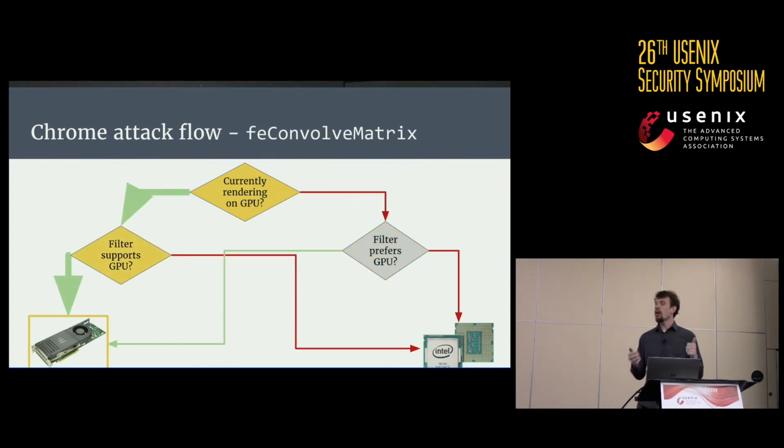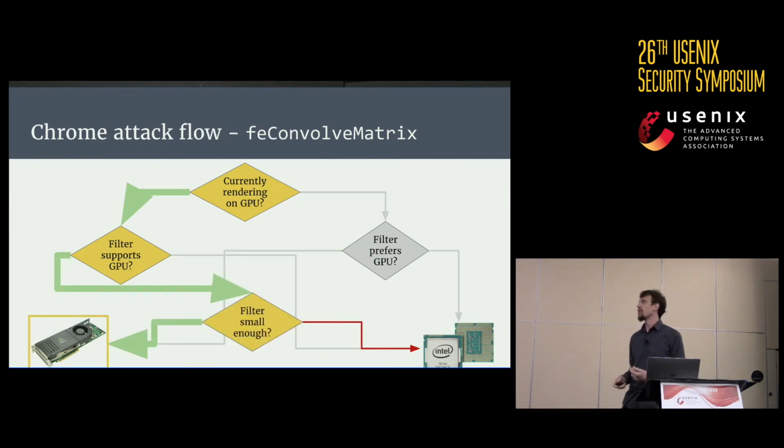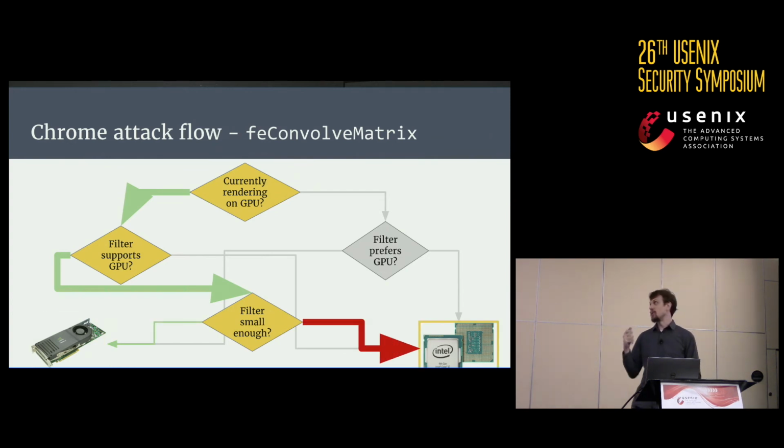But if we just put our FE convolve matrix back through, now we have a problem, which is we're still rendering on the GPU because the filter has a GPU implementation. If you read the code very closely, however, you discover that some filters have additional checks. Notably, the FE convolve matrix filter has a bail condition if the filter is too large, if the kernel matrix is too big. So what we do is we abuse that. And in that case, at this point, it should be clear, they don't set the FTZ and DAS flags correctly.